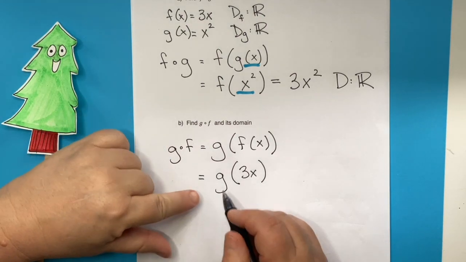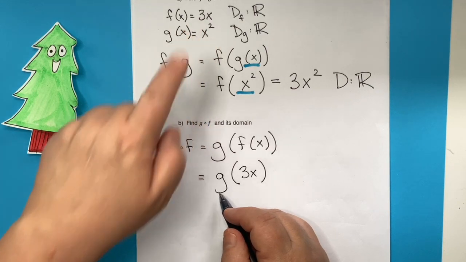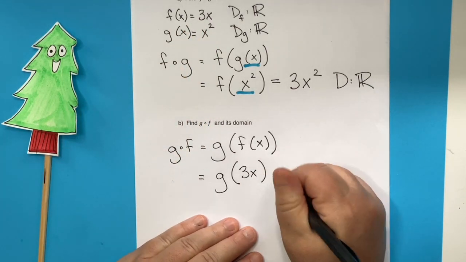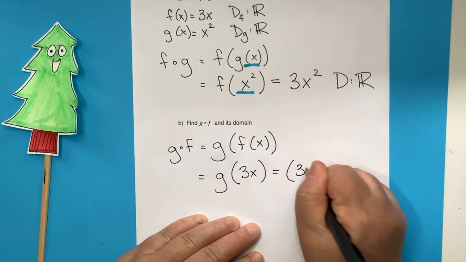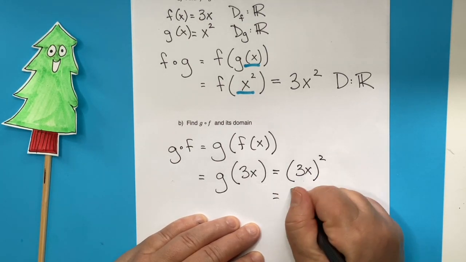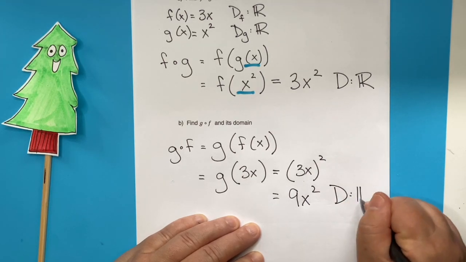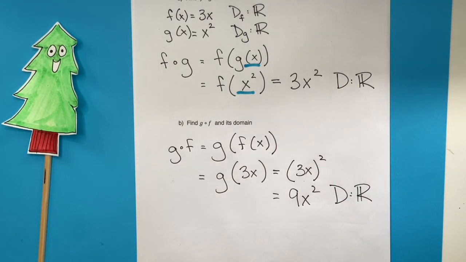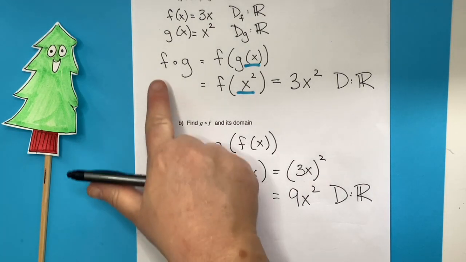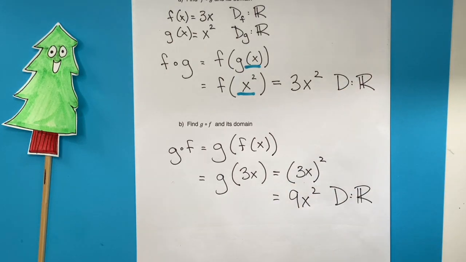Sorry about that. g says whatever we get in, we spit out squared. So if g gets in 3x, we spit out 3x, the quantity squared, which is going to be 9x squared. Now, the good news is the domain is all real numbers. Woohoo! But the interesting thing to notice is that f of g and g of f give us two different answers. And that's important to remember.